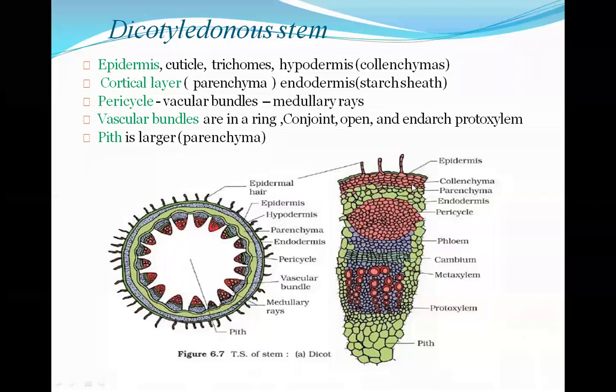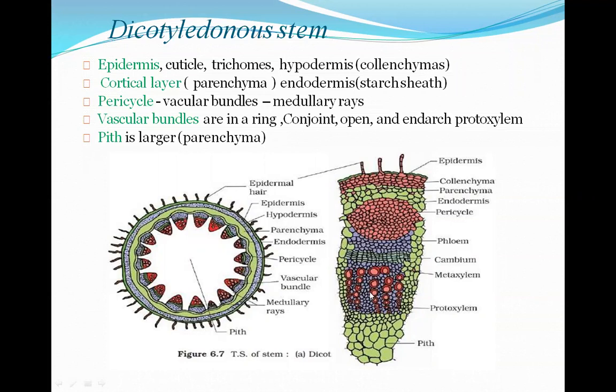The first layer shows the epidermis, right? There is the presence of a cuticle layer on the top, and then there is the presence of the hypodermis, which is made up of the collenchyma cells. After that, there is the presence of the cortical layer, which is formed of the parenchyma cells, right? Next, there will be the presence of a layer, that is the endodermis. Then after that, there will be the presence of the pericycle, and it includes the vascular bundles with the medullary rays, right? These vascular bundles are present in the form of a ring.